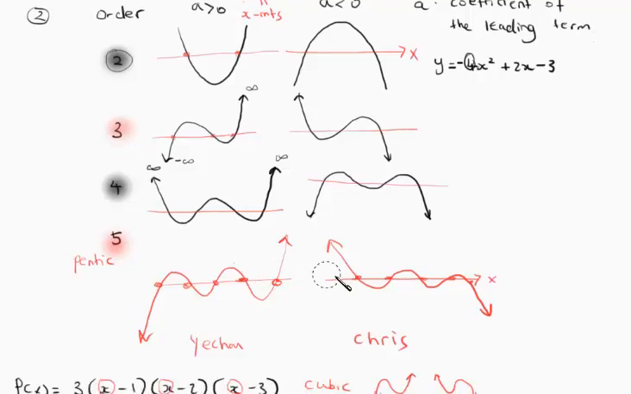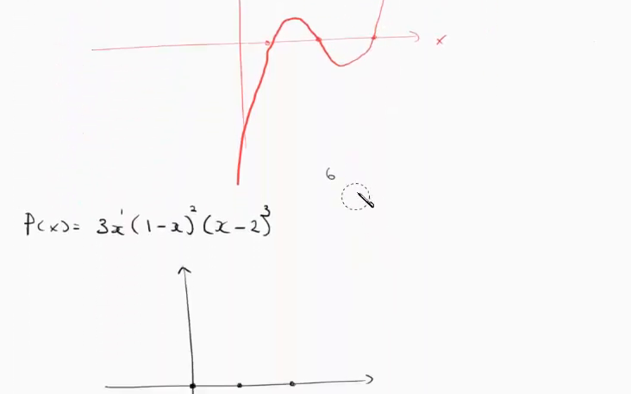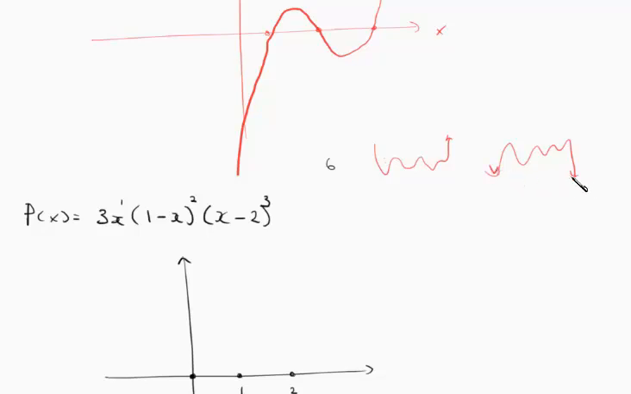If it's power of 6, that's an even number, right? So it means both are going to be facing down or both facing up.